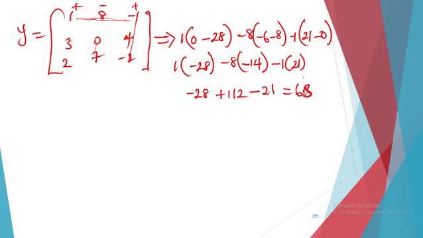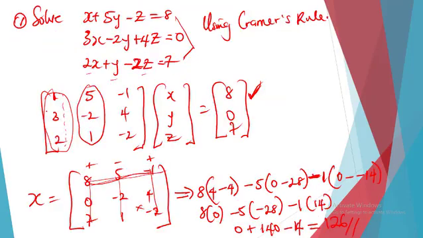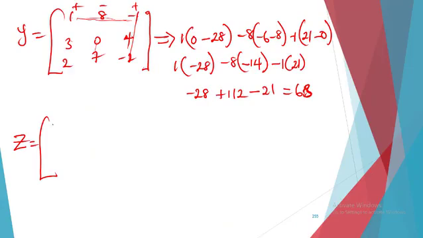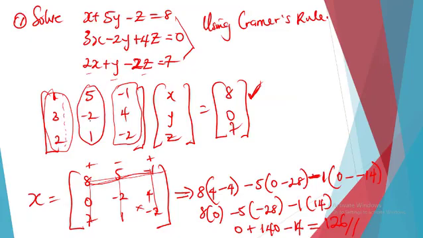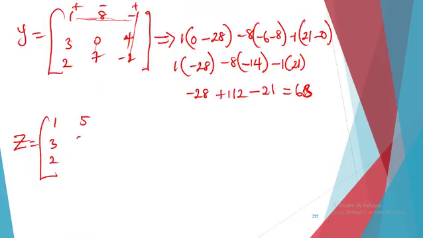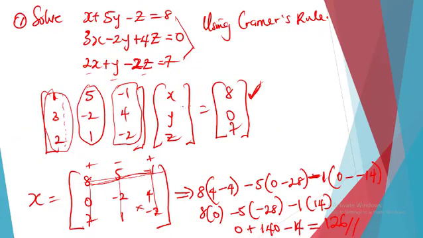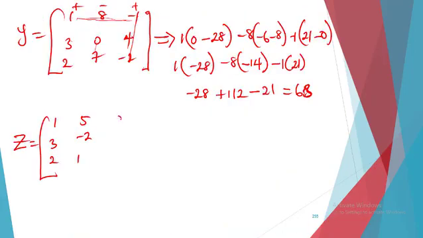And that's the determinant of what? Y. Okay, we then solve for Z, for the matrix of Z. Okay, that is to replace the last column with what? This value here. So we'll have 1, 3, 2, and we'll have 5 minus 2, 1, and then we'll have this to be 807.